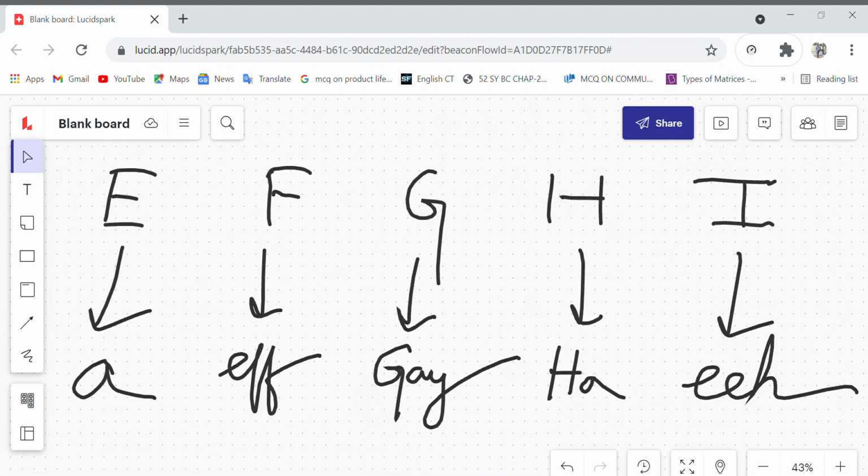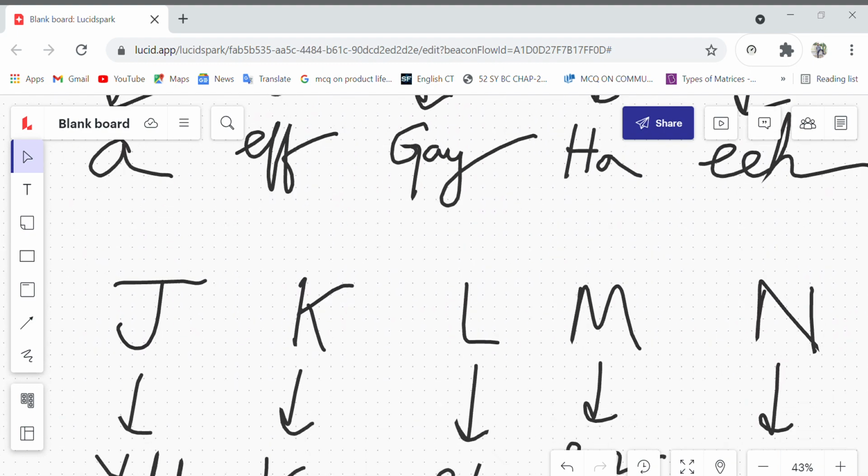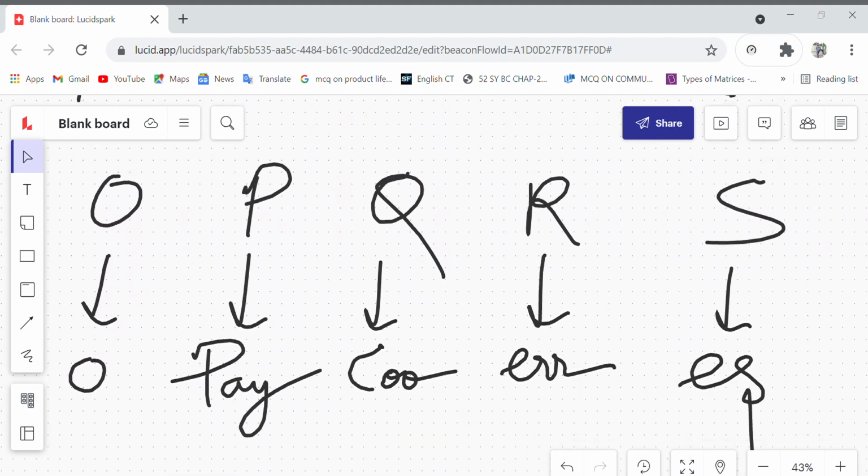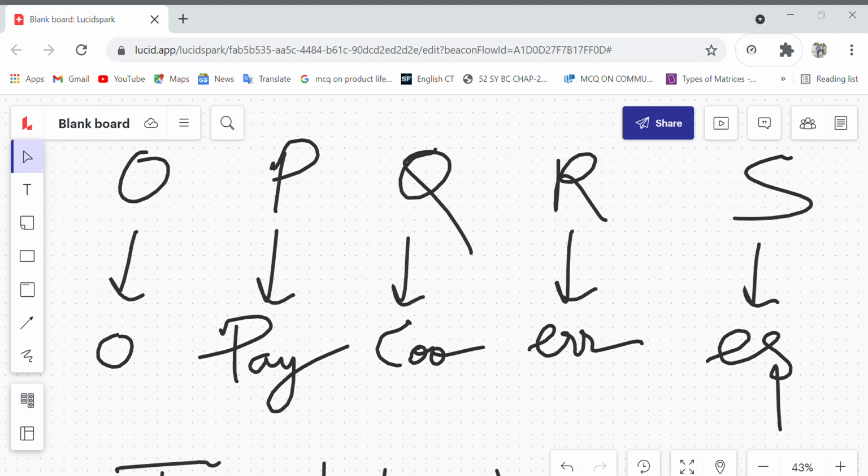For E, it's ay. For F, it's eff, EFF. For G, it's gay. For H, it's ha. For I, it's ee, means EEH. Then for J, it's yot. For K, it's ka. For L, it's el. For M, it's em. For N, it's en. For O, it's similar to the English O.